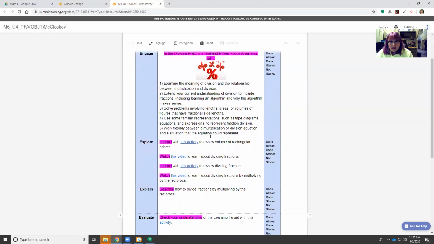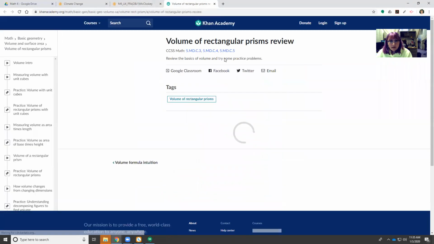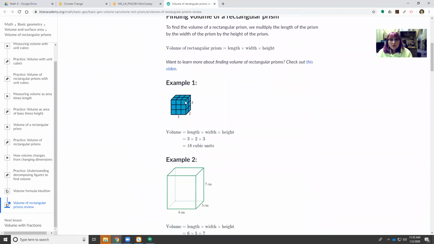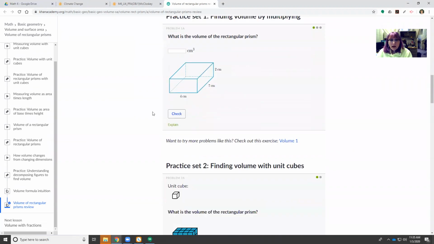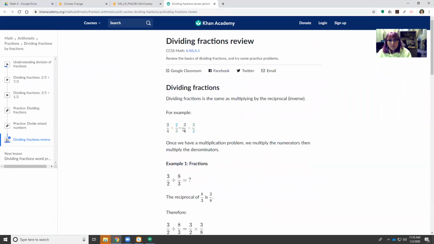So I would like you to begin by interacting with this activity on Khan Academy to review the volume of rectangular prisms. So there's a little bit of a lesson and examples, and you practice, and you can check your work as you do so. So this will walk you through volume of a rectangular prism. And there's a video I'd like you to watch about learning how to divide fractions. And then there's another Khan Academy activity that follows up with that.